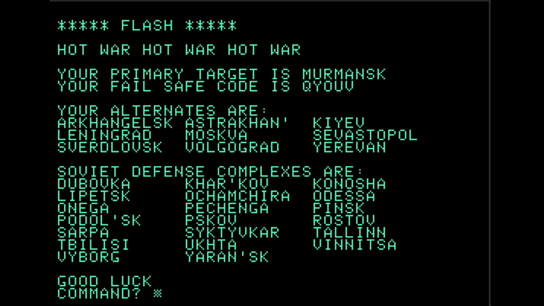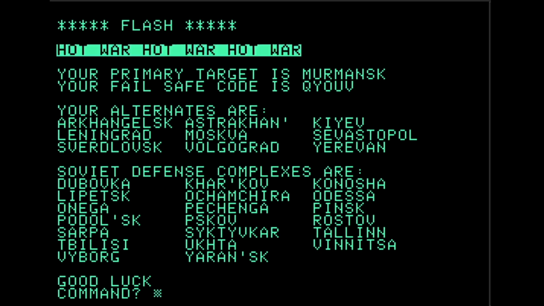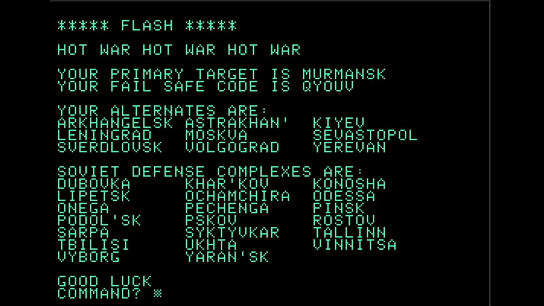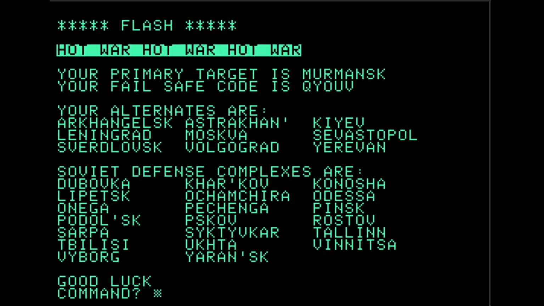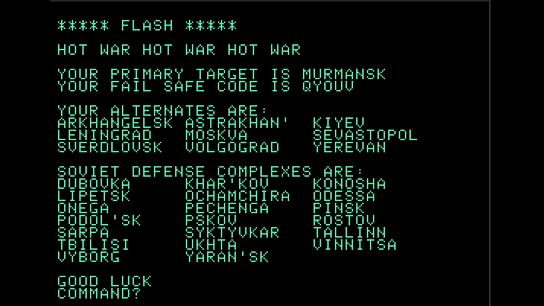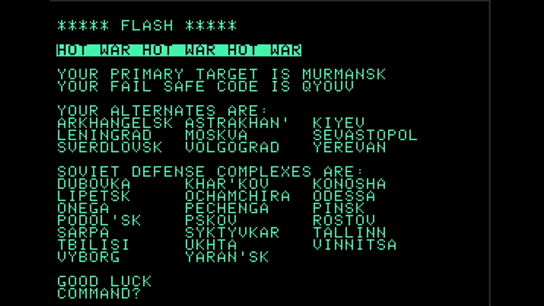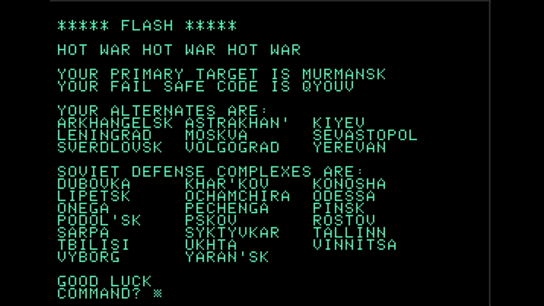So our primary target is Murmansk. We could also pick an alternate. If you pop up a map of Russia, what you see is that some of these cities are closer to the polar region than others. So a cheat is to pick the city that is closest and just do that one. But we will actually go for Murmansk today.